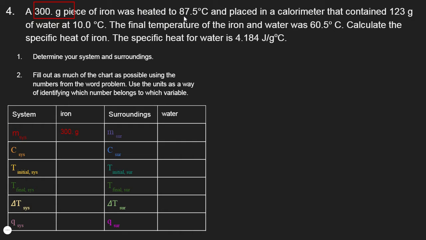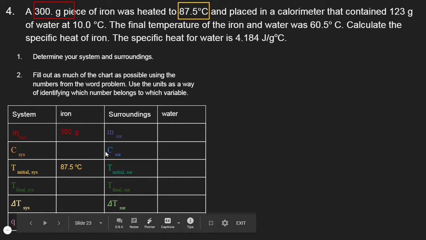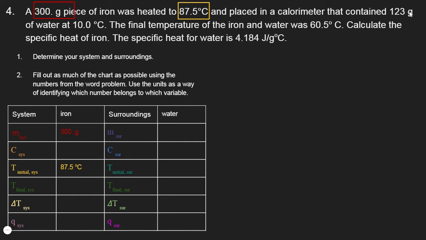It was heated to 87.5 degrees Celsius. So 87.5 degrees Celsius, that is our initial temperature for the iron. The iron was then placed in a calorimeter that contained 123 grams of water, which is our surroundings. So I have the mass of our surroundings, at 10 degrees Celsius. So we have the initial temperature of the water. The final temperature of the iron and the water was 60.5 degrees Celsius.